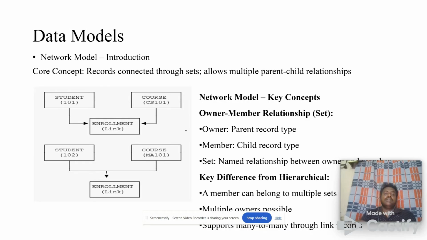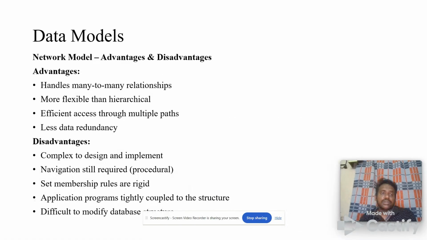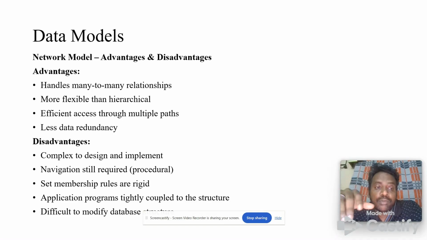Next is the network model. The basic idea behind this is that it is connected through a concept called sets. Here the information is stored through sets, and multiple parent-child relationships are possible. The advantages are that it supports many-to-many relationships, is more flexible, and is efficient for accessing through multiple paths, whereas in the network model we maintain the information in sets.